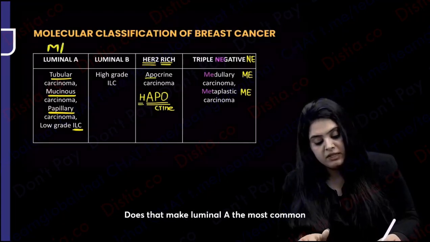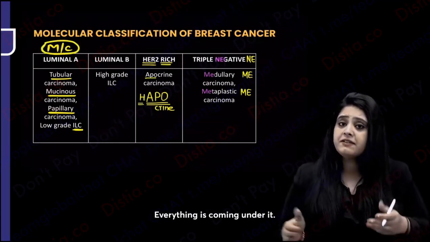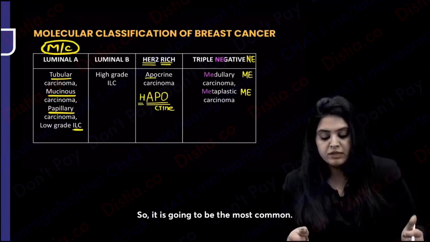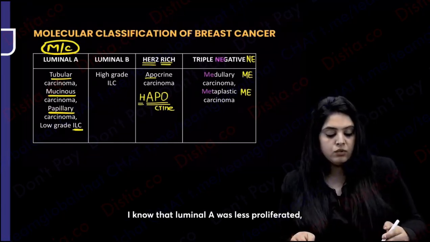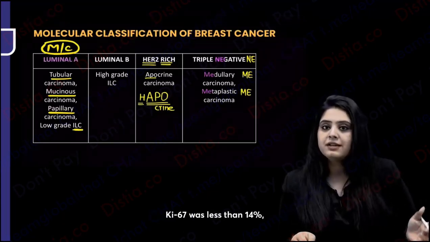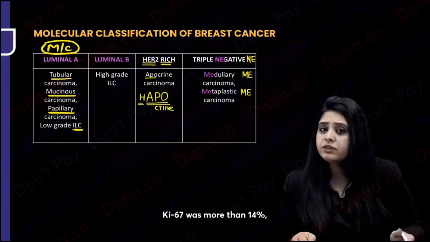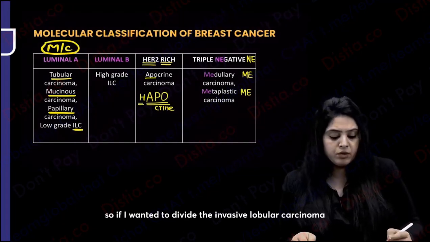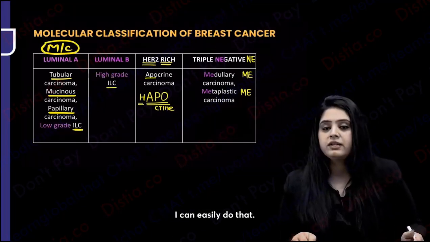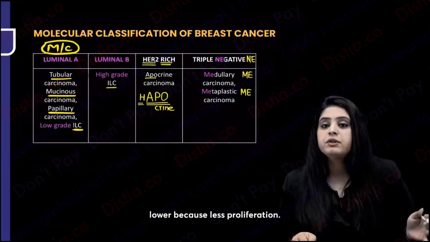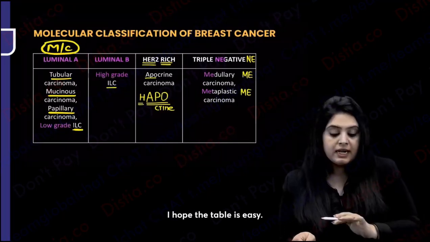Does that make luminal A the most common out of all of these? Because it has somehow become like a dustbin category. Everything is coming under it, right? So it is going to be the most common. Okay. Now, if I do a slight change, I know that luminal A was less proliferative, Ki67 less than 14%, luminal B was more proliferative, Ki67 more than 14%. So if I want to divide the invasive lobular carcinoma into a low grade versus a high grade, I can easily do that. A low grade is going to be luminal A because of less proliferation. High grade will be luminal B because it's a higher proliferation. Easy to do that. I hope the table is easy.